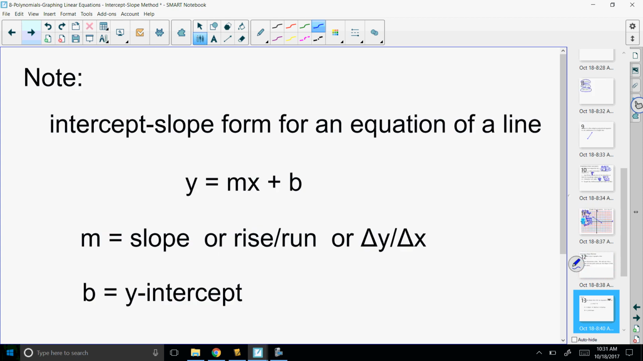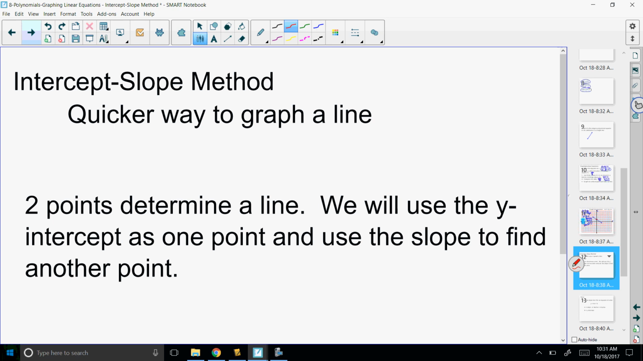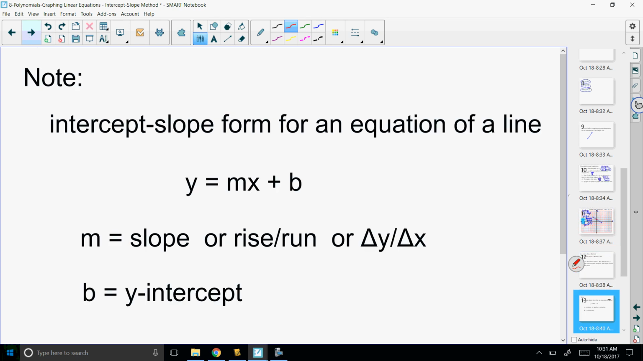Where it crosses the y-axis. If I go back to my graph right here, this point right here, where y is 2, that's considered your y-intercept, because that's where it crosses the y-axis. So when we use this method, I'm going to use that point and a slope. But we need to understand a little bit about the intercept-slope method.